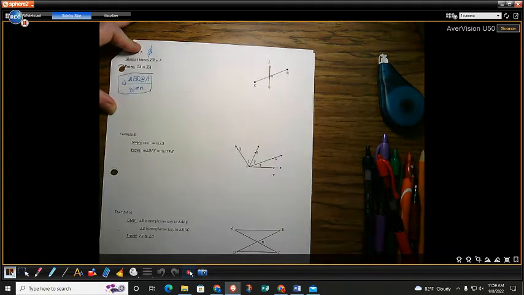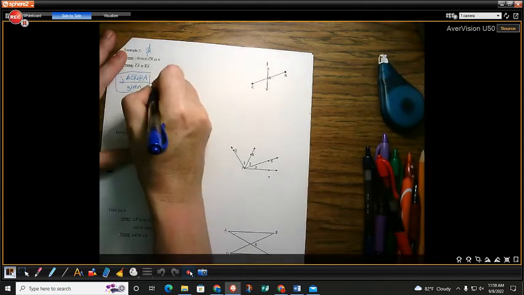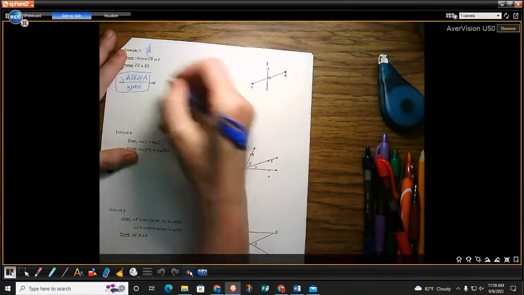I did the first box for you. Aren't I helpful? It's so helpful to know the givens. But then you get to the next block and you're like, great, now what do I do?